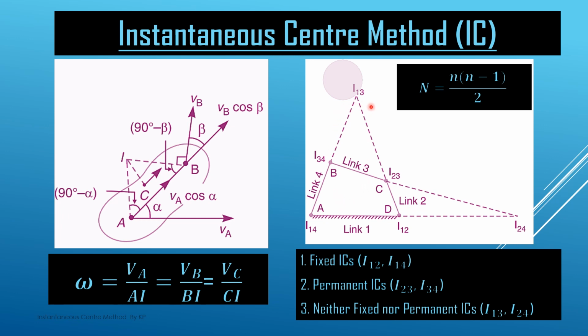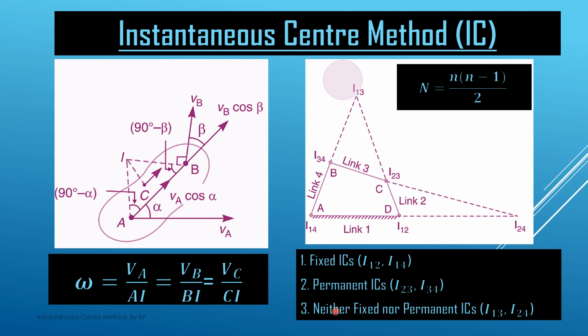So there are a total of 6 ICs we have located for this 4-bar chain, and there are 3 different categories of IC. First we call fixed ICs, fixed instantaneous centers. Here I12 and I14 are the fixed instantaneous centers, because they are fixed in the mechanism and do not move with it. Then I23 and I34 are called the permanent ICs, although they move as the mechanism moves, they remain at their position.